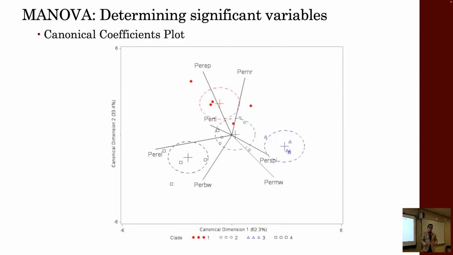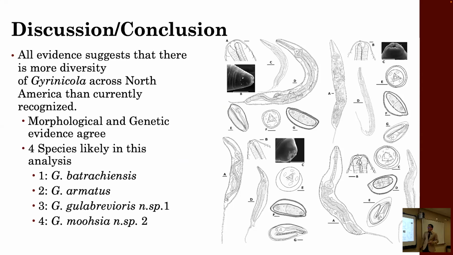It seemed like my morphology was agreeing with what I had gotten from that genetic data, and that there was clear distinction amongst these 4 groups of worms that was probably just overlooked because there was no genetic way to interpret them before. All of my evidence is suggesting that there are more species of Gyrinicola present in the United States than currently recognized. That's going to be both the morphology and the genetics, which are in agreement.